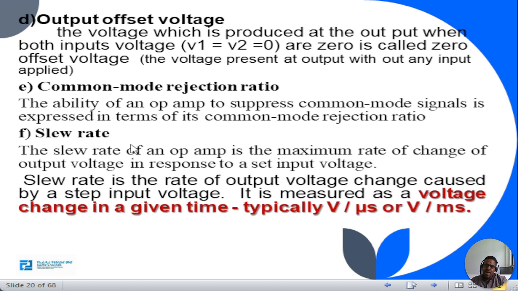The sixth one, slew rate. The slew rate of an op-amp is the maximum rate of change of output voltage in response to a step input voltage. So what does that mean? Slew rate is the rate of output voltage change caused by a step input voltage. It is measured as a voltage change in a given time, typically volt per microsecond or volt per millisecond. Mostly for 741 type op-amps, the slew rate is 0.5 volt per microsecond.